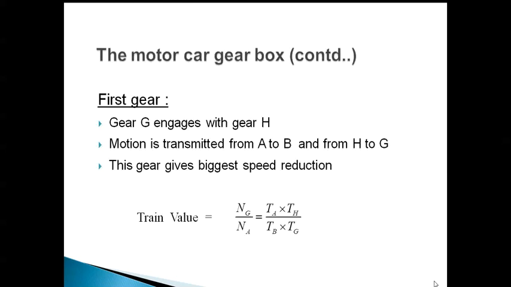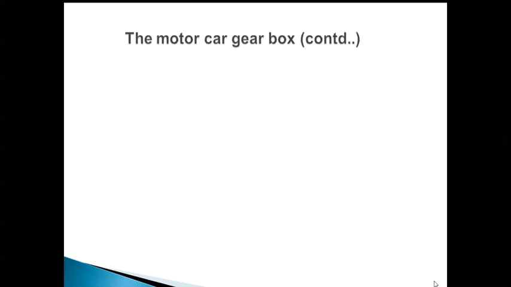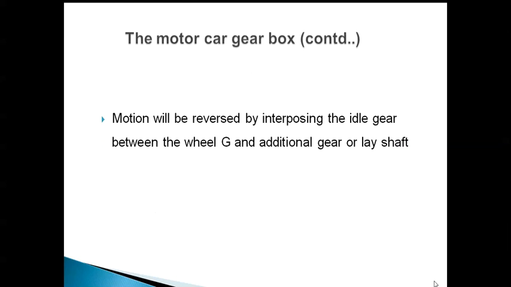For the first gear, NG by NA equal to, here the larger diameter of H is in contact with the gear G, then the largest speed reduction is possible. So NG by NA equal to TA into TH by TB into TG. For reverse direction, we need to incorporate an idler gear in between the main shaft and lay shaft.